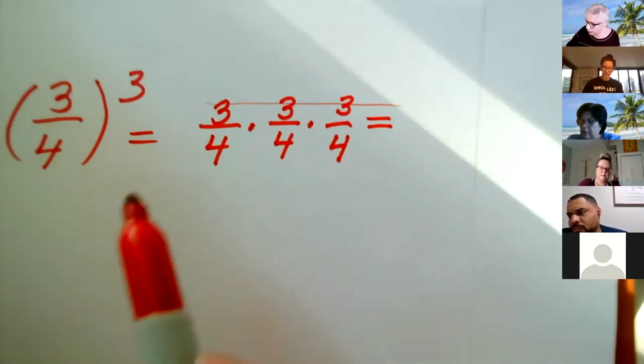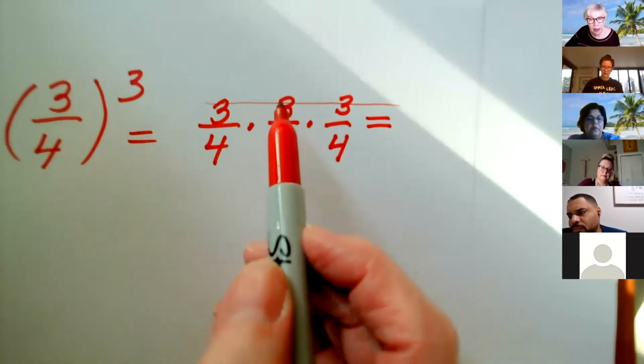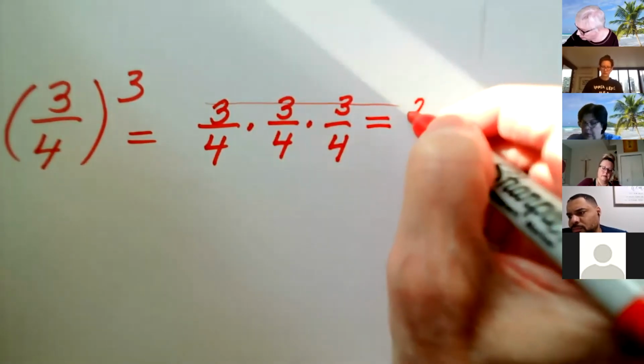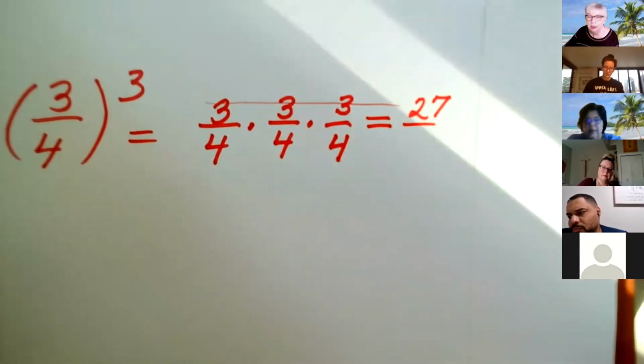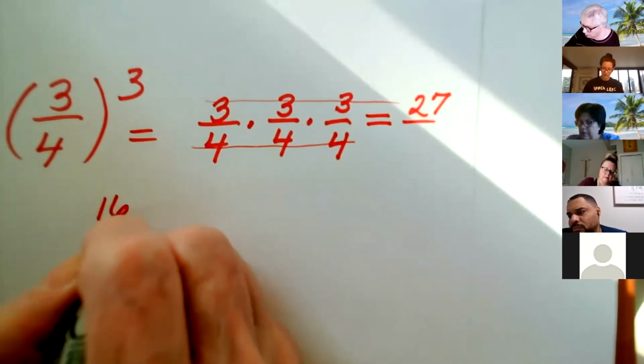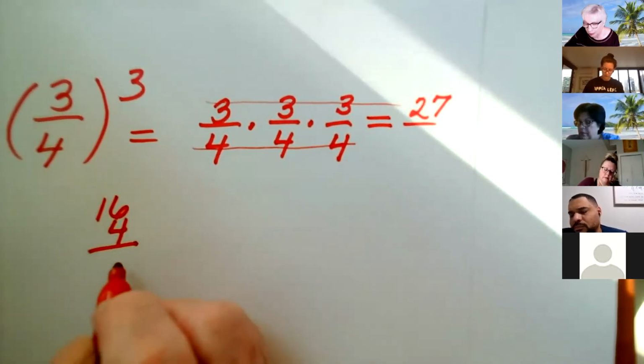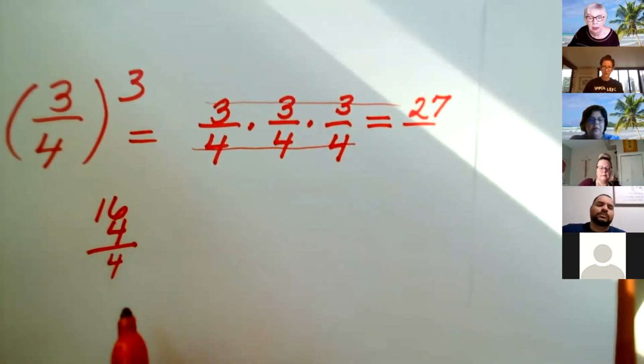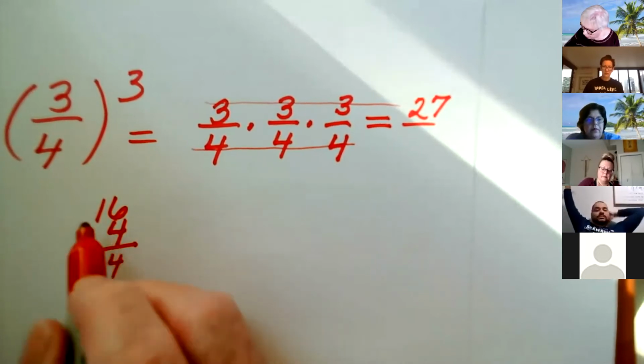3 times 3 is 9, and 9 times 3 happens to be 27. 4 times 4 is 16. 16 times 4, now I know it, but maybe you need to do this. 24, carry your 2.